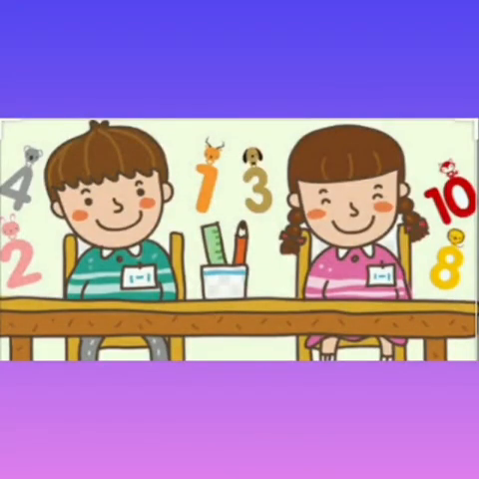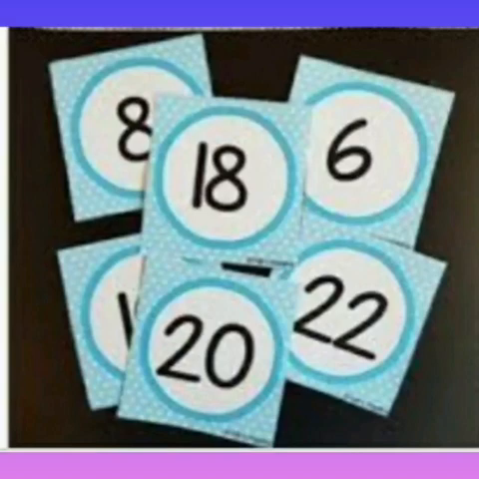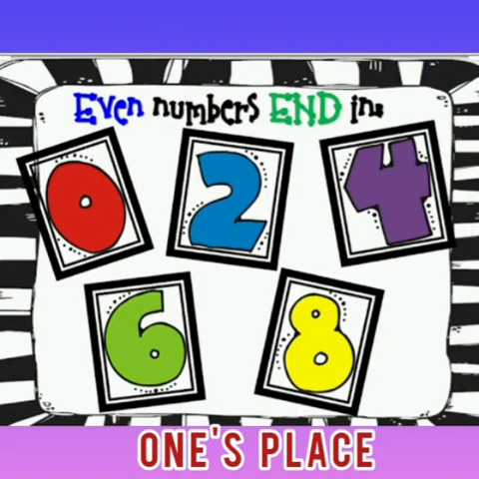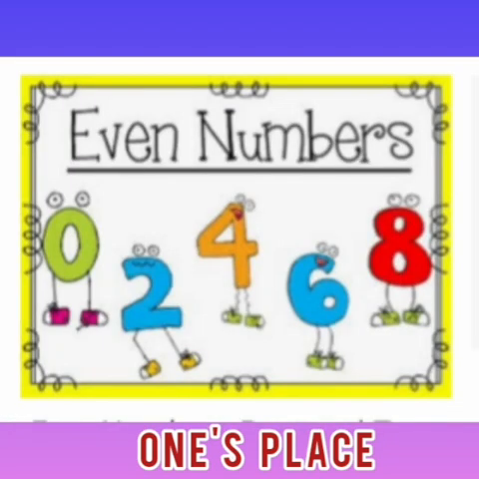Myra and George are sitting in the class and playing with the numbers, and these numbers are used for counting. Here, as we can see, some of the numbers are 18, 20, 22, 6, 8. And what do these numbers tell us about? The numbers ending with 0, 2, 4, 6 or 8 are called even numbers. These even numbers are the ones ending with 0, 2, 4, 6 or 8 at ones place.